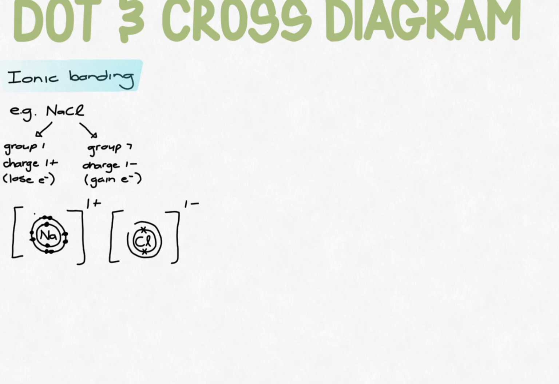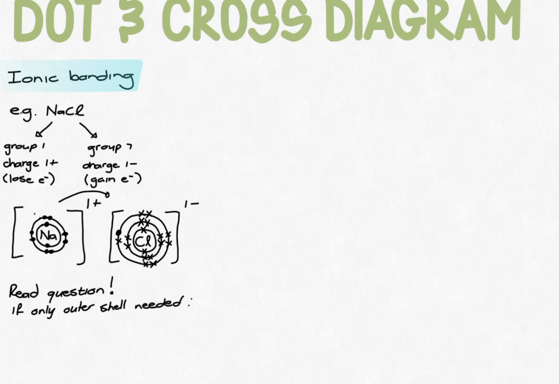Now the second shell would have 8 electrons, and in its third shell it would have 7 electrons. Now that 1 electron from sodium will go to chloride, so this electron, the last 8th electron, will be drawn as a dot. Now we need to remember to read our question carefully. Sometimes they ask to only draw the outer shell of the electrons. Then we're not going to draw the shells in between. So it would look something like this.